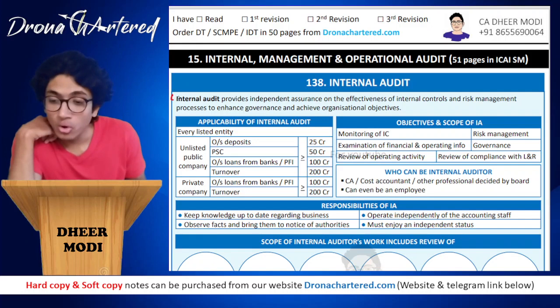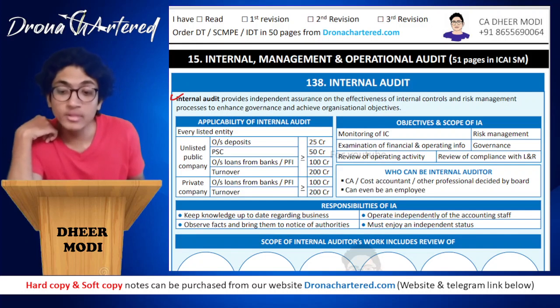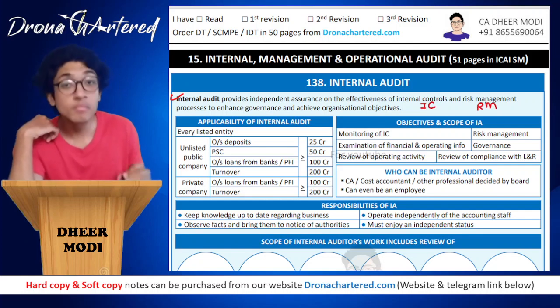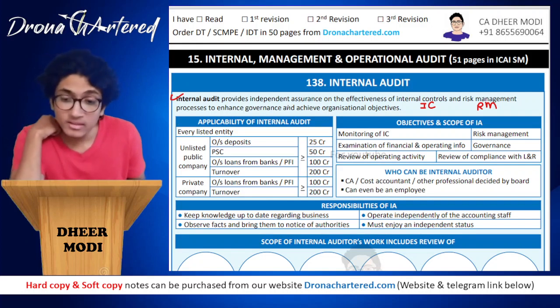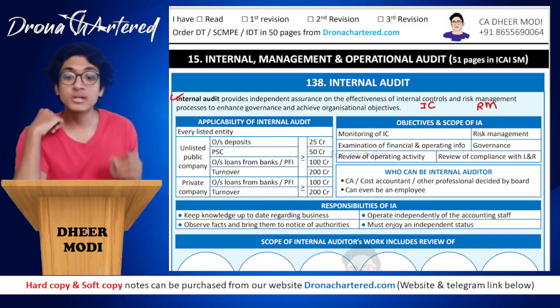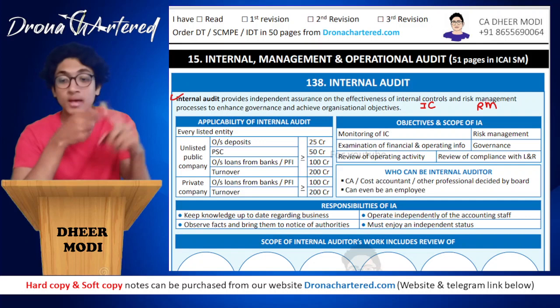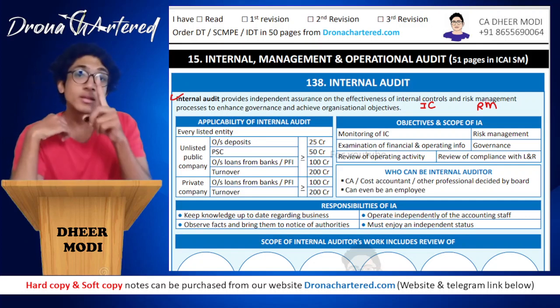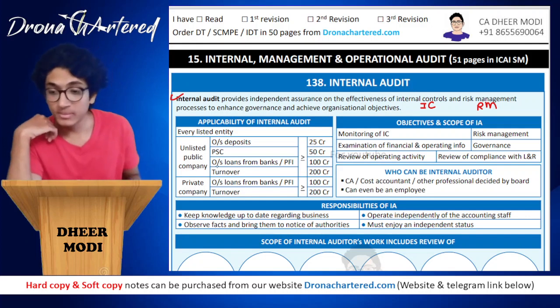So your internal audit provides independent assurance on the effectiveness of internal control and risk management processes. That is, effectiveness of internal controls and your RM processes to enhance governance and achieve organizational objectives. So to enhance governance and to achieve organizational objectives. Okay, so what you have to understand: internal controls and your risk management processes.